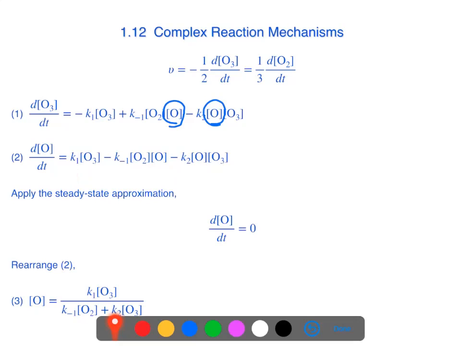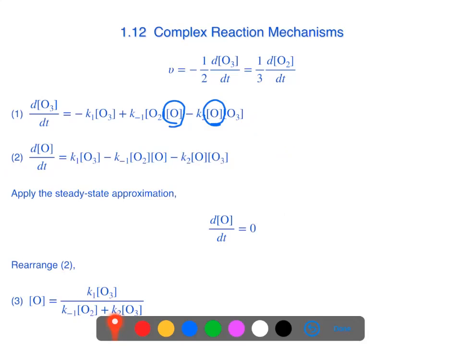So we're applying the steady state approximation to the reaction intermediates. That's where we can, in fact, simplify our derivation, by equating the net rate of change of the intermediate to 0. In doing so, we can equate equation 2 to 0 and rearrange it and solve for the atomic oxygen concentration. And then in that way, we can substitute it back into expression 1. So that's the overall procedure that we're after.